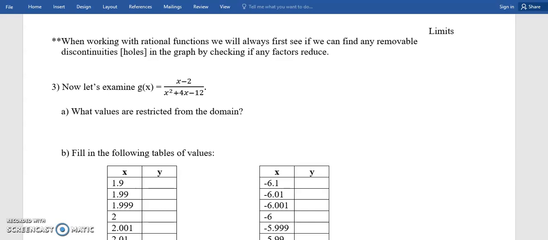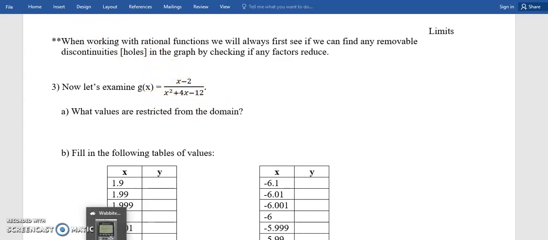When working with rational functions, we'll always first see if we can find a removable discontinuity or hole in the graph by checking if any factors reduce. So remember, that's how you find the removable discontinuities: finding a common factor that reduces. So in number 3, we have this rational function g of x.